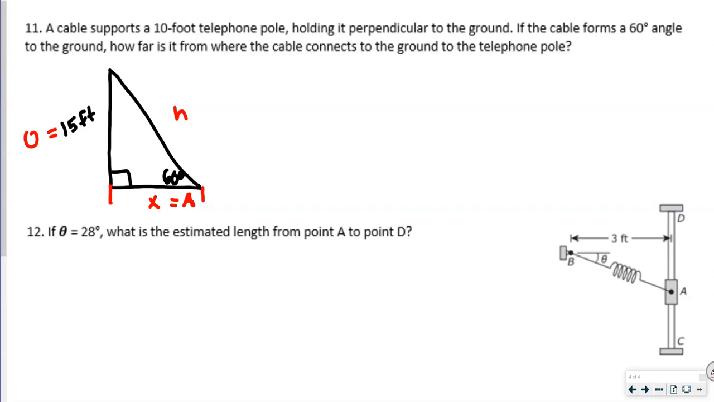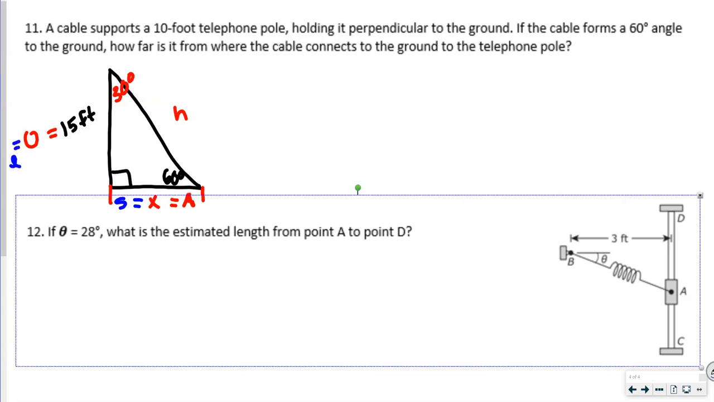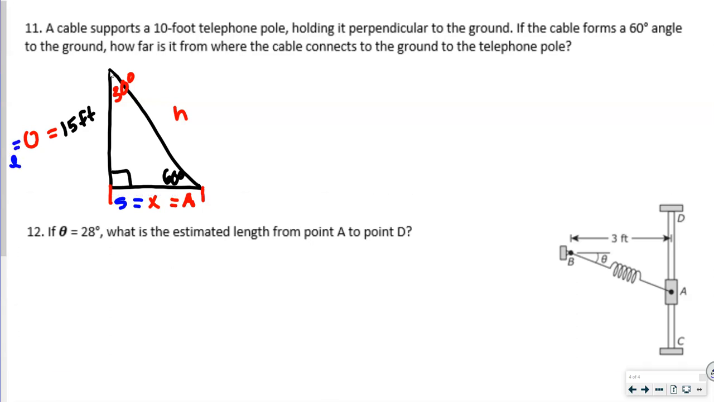Now, there's another way we can do this, right? Because this is a 30, 60, 90 triangle. Do y'all see this? Okay. So that means we can use our formulas for 30, 60, 90 as well, which means this would also be our short leg, and this would be our long leg. So it doesn't matter which way you do this. I'm going to show you both, okay?